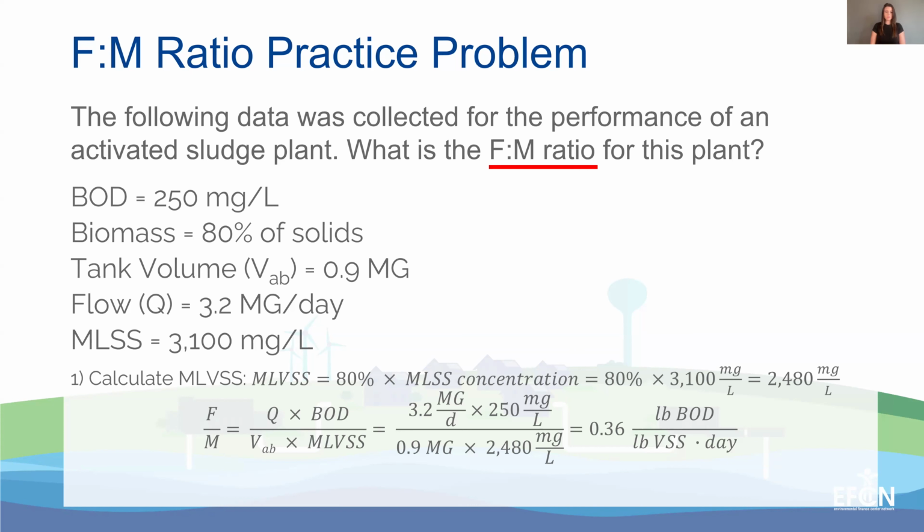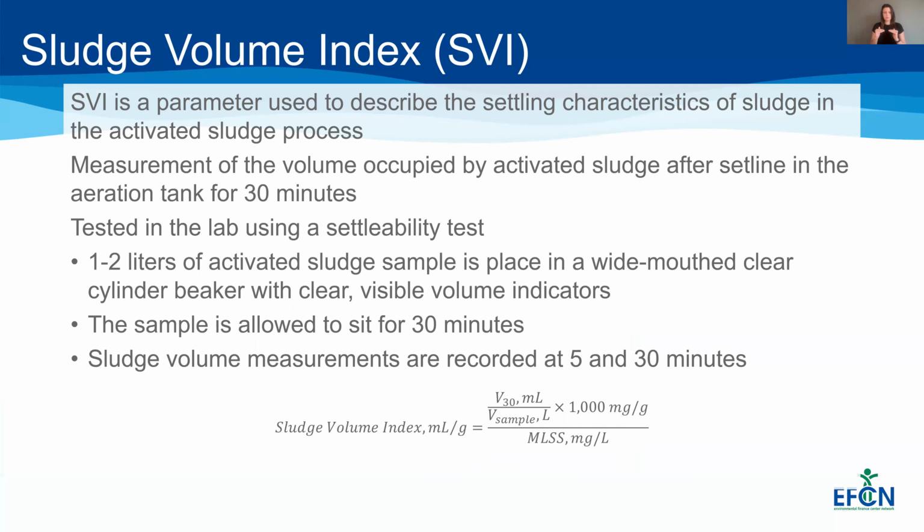Now, the next parameter we're going to talk about for our activated sludge processes that we can calculate is our sludge volume index. The sludge volume index, or the SVI, is a parameter used to describe the settling characteristics of sludge in the activated sludge process. What we typically do is measure the volume occupied by activated sludge after settling in an aeration tank for 30 minutes.